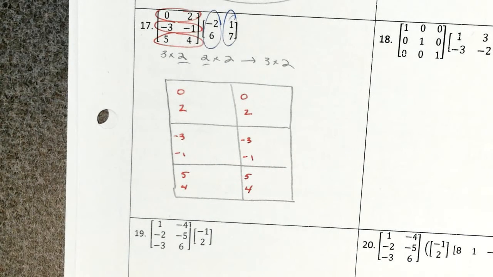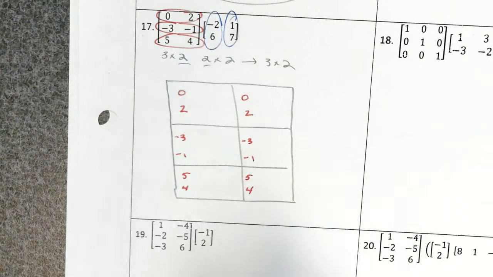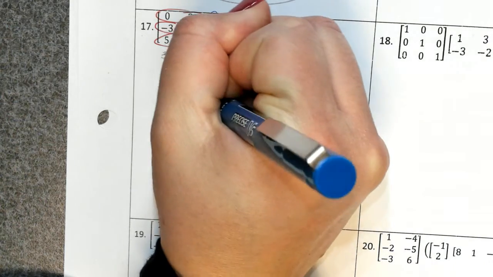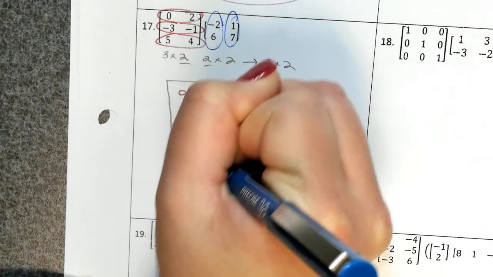All right, now we move on to the columns. In the first column, I look at the first column. What numbers have to go in all those boxes? -2 and 6 go in each box.